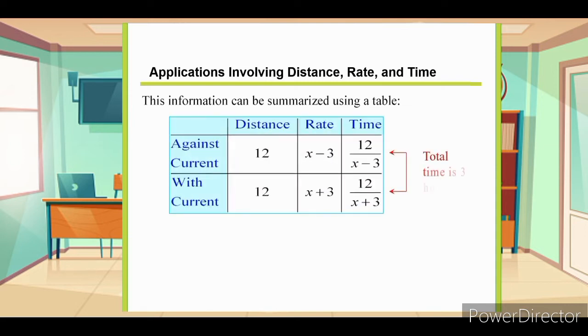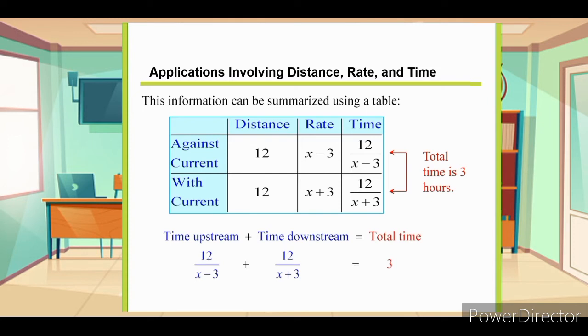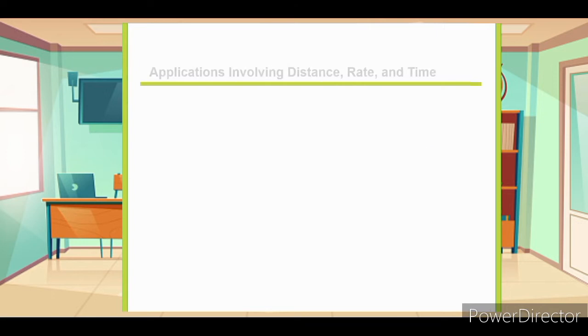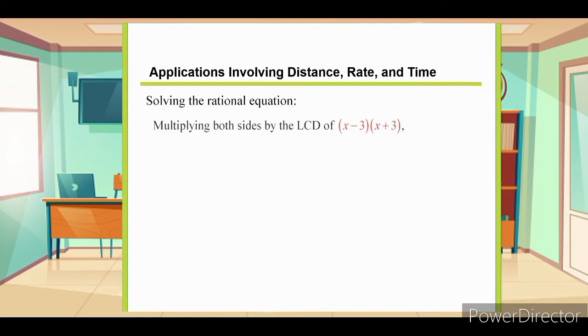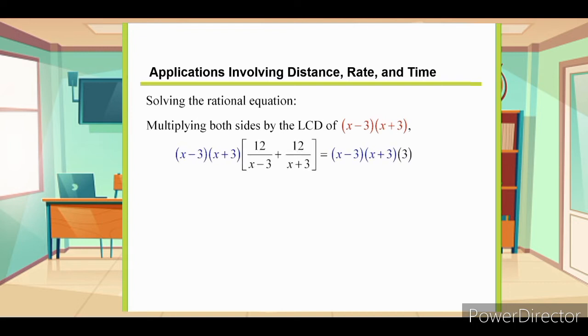So, our equation will be 12 over x minus 3 plus 12 over x plus 3 is equal to 3. Now, let us solve the rational equation. Multiplying both sides by the LCD, the quantity x minus 3 times the quantity x plus 3, we will get 12 times the quantity x plus 3 plus 12 times the quantity x minus 3 is equal to 3 times the quantity x squared minus 9.